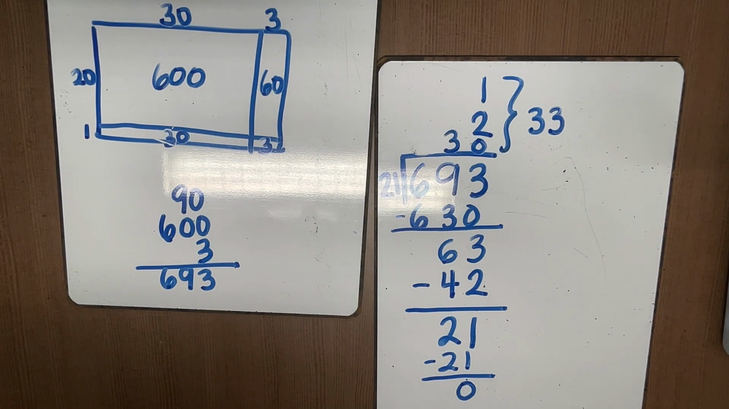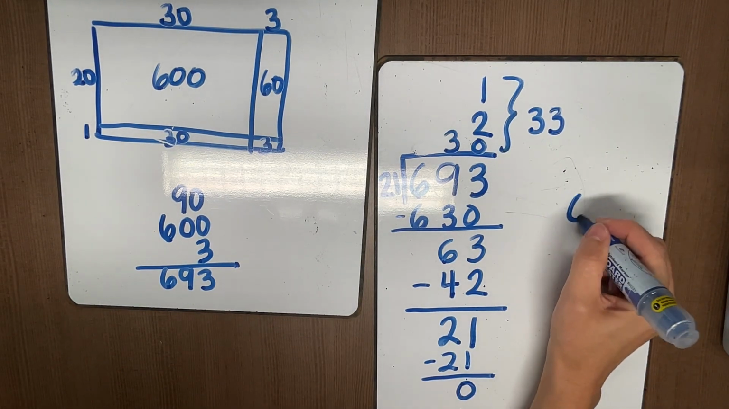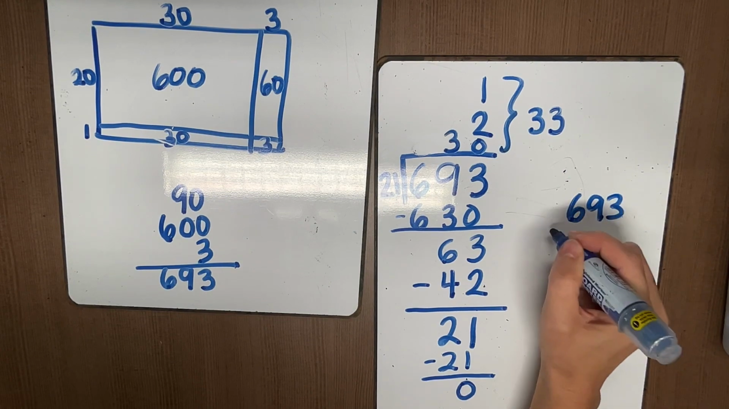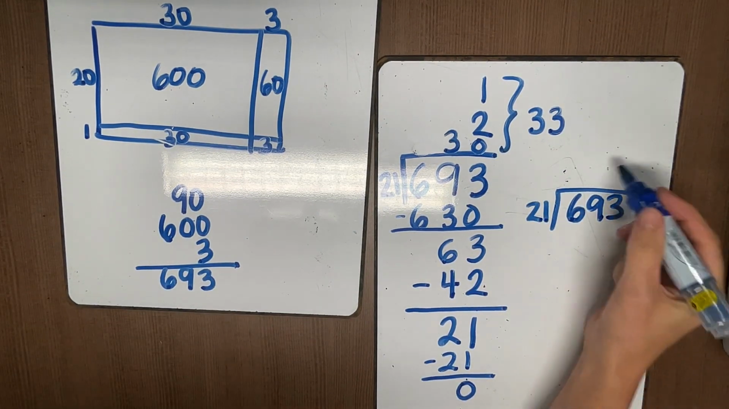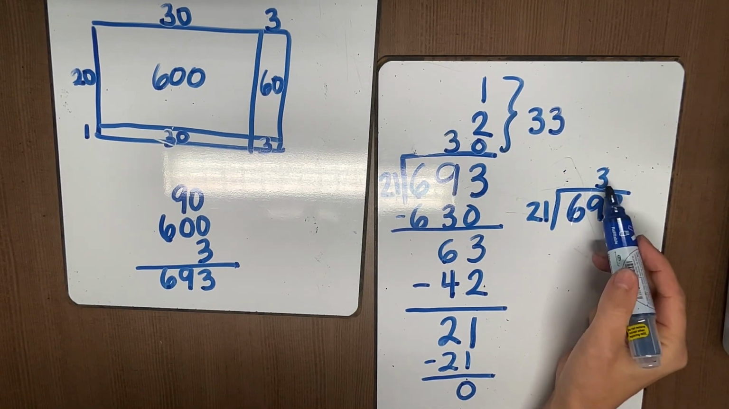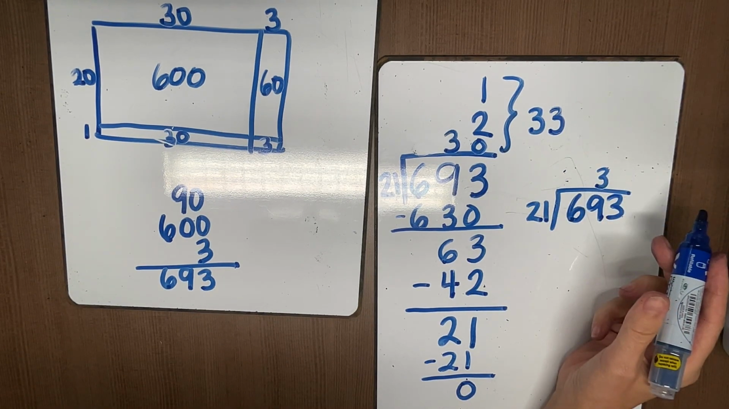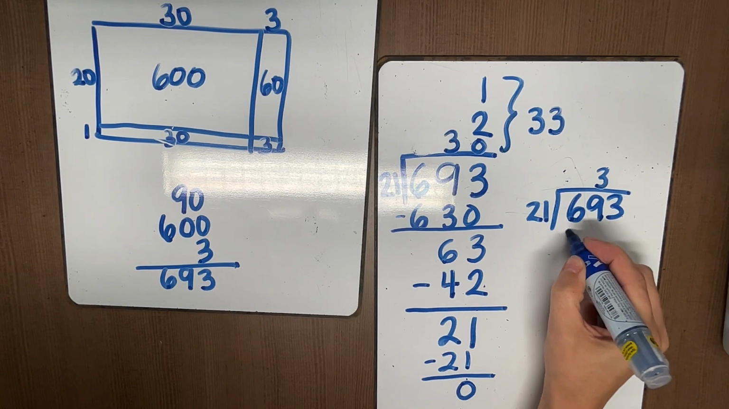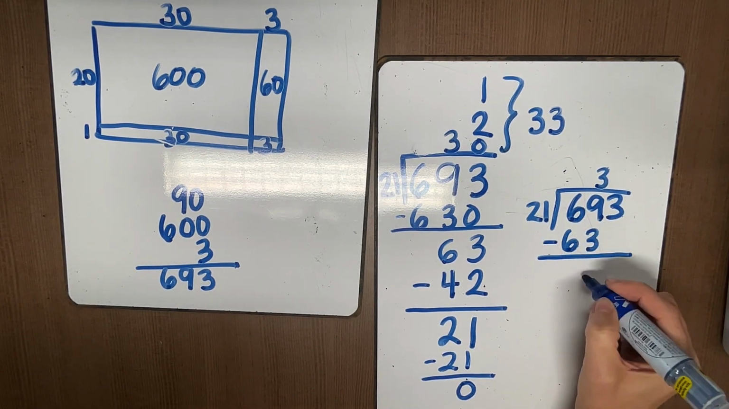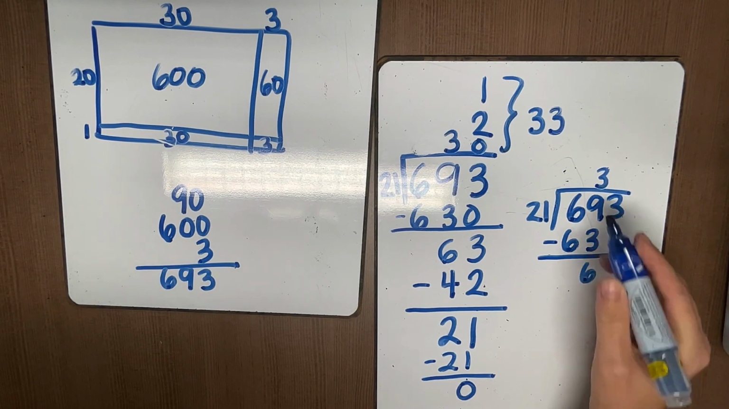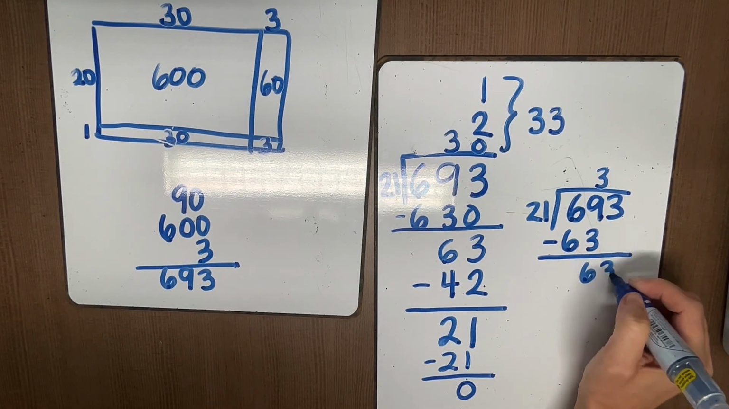Let's try it with standard algorithm. 693 divided by 21. 21 can go into 69 3 times, I think. 3 times 21 is 63. I have 9 minus 3 is 6. Nothing left there. Bring down the 3.